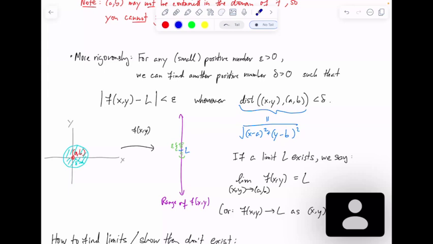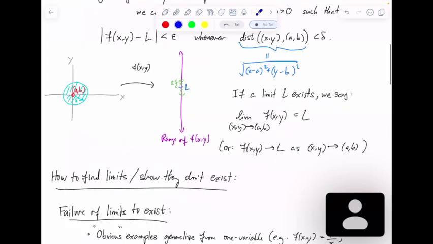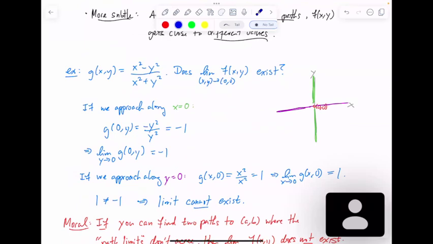So how does the case x equals y show that the limit does not exist? It doesn't exist because in this case, as a bonus, right?